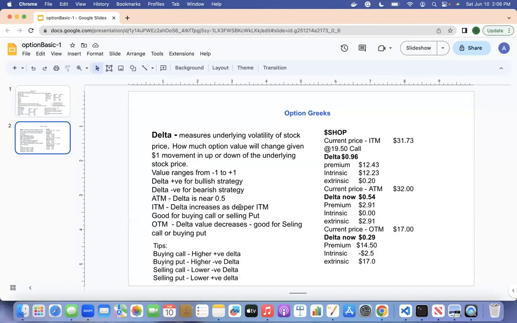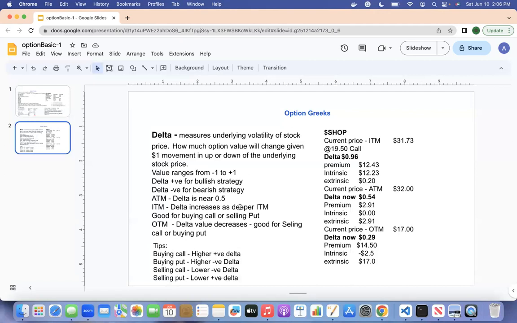Now you see, if you can execute this right now, you can buy the stock at $19.50. You sell that at the market price of 31.73, and you make a lot of profit, $12.23 per stock. So on 100 stocks, you will make $1,223, right? So that's good money to make.